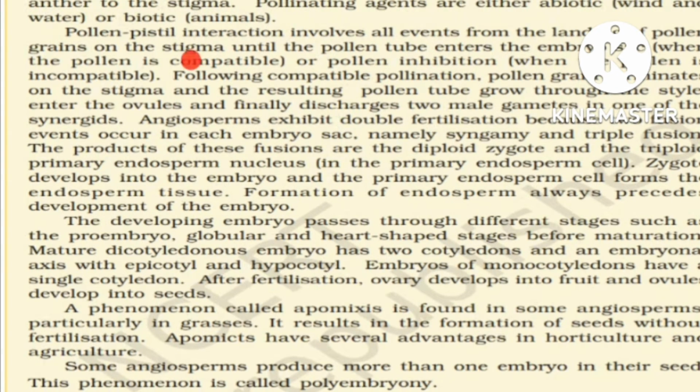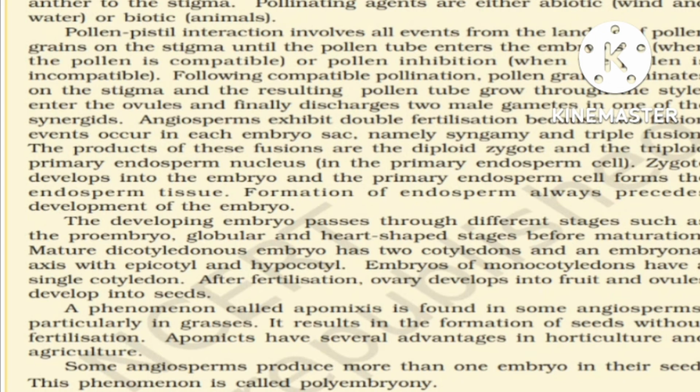The zygote develops into the embryo and the primary endosperm cell forms the endosperm tissue. Formation of endosperm always precedes the development of the embryo. The developing embryo passes through different stages such as the proembryo, globular and heart-shaped stages before maturation. A mature dicotyledonous embryo has two cotyledons and an embryonal axis with epicotyl and hypocotyl. Embryos of monocotyledons have a single cotyledon.